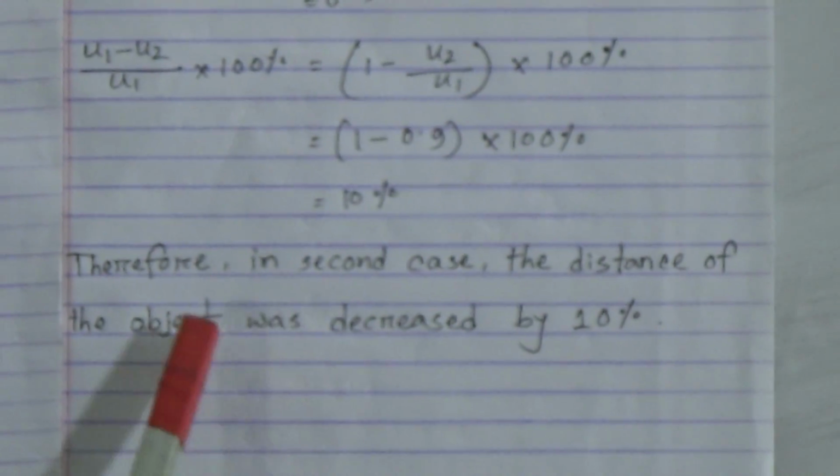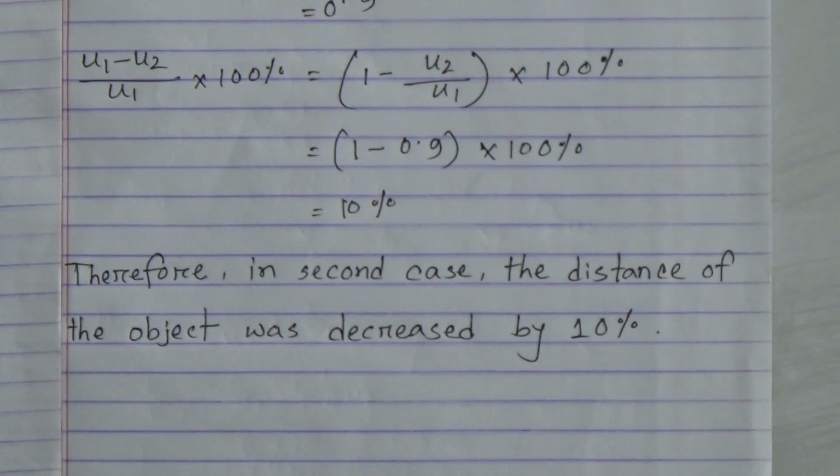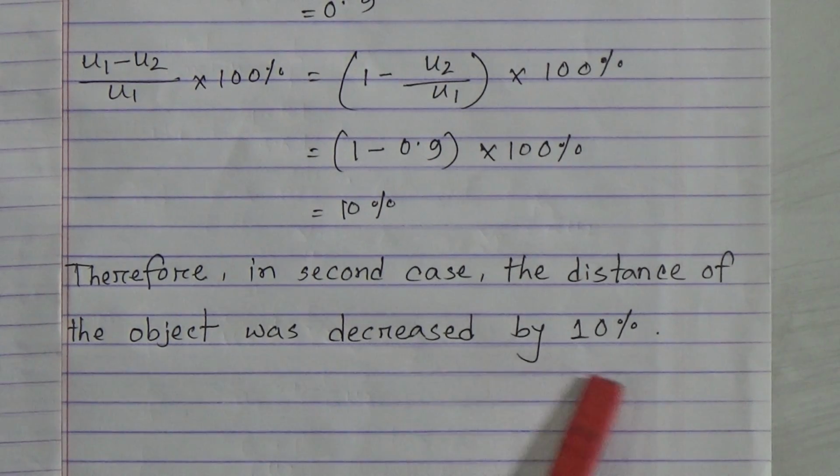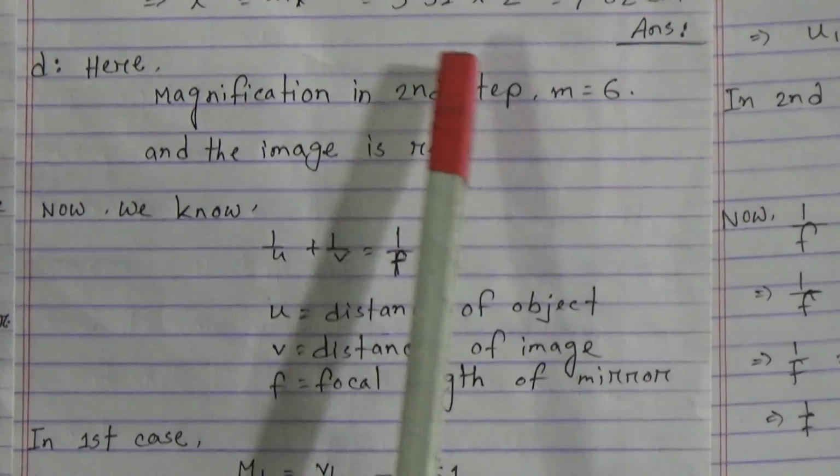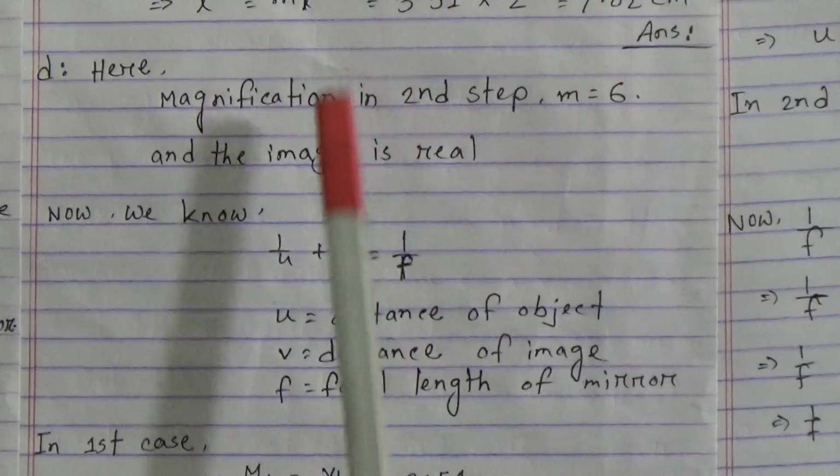My dear students, here see, in the second case the distance of the object was decreased by 10%. That means in the given steps, for the first step the magnification is 3.51, and for the second step magnification m equals 6. That means in the second case the distance of the object was decreased by 10%.